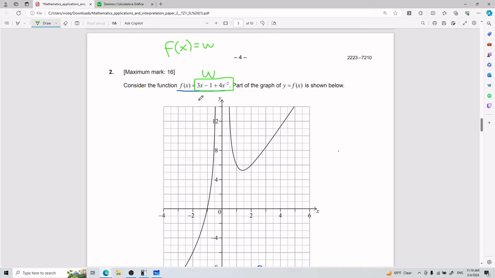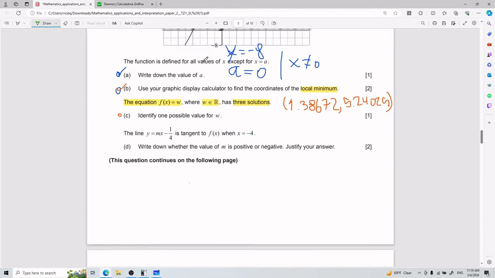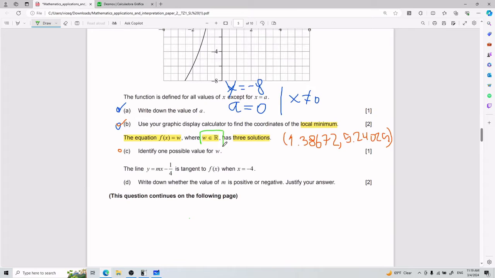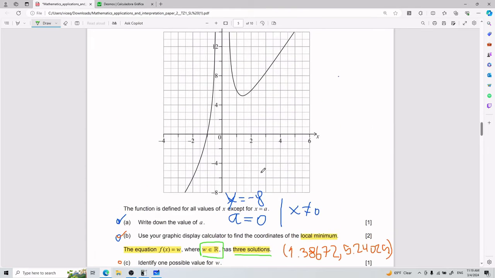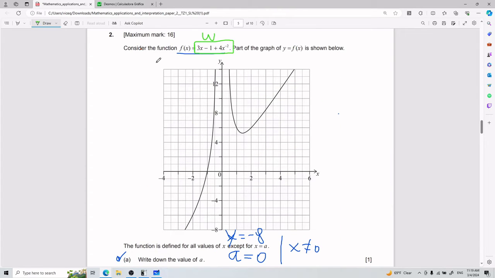And so what's going on here, they're telling me that when f of x is w, so basically for some value of y, where it is part of all real numbers, okay, this is just a fancy way to say it's part of all real numbers, which is like all numbers really. So for some value of y, this equation has three solutions. Okay, now it's a little bit more friendly. For some value for y.